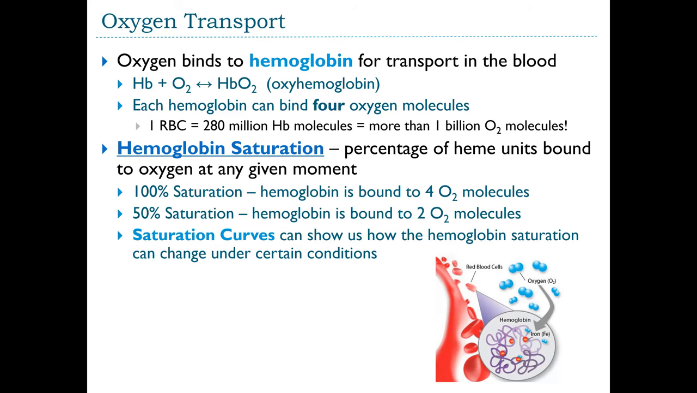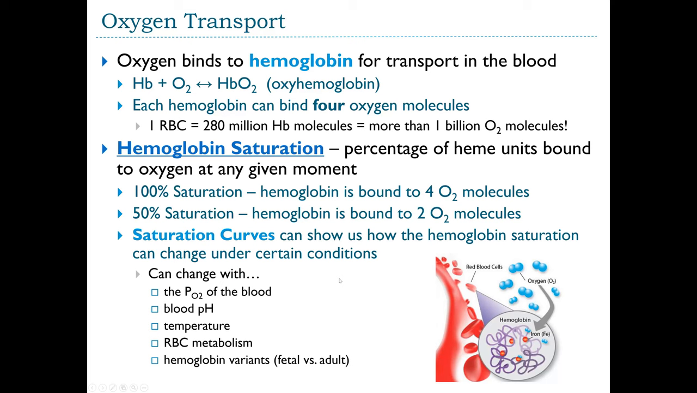So saturation curves can show us how the hemoglobin saturation can change under certain conditions. And so we're going to look over the next couple of slides about these different conditions in detail. But to sum it up, the saturation curves can change with the partial pressure of oxygen in the blood, also with the blood pH levels, the blood temperature, the actual metabolism that goes on inside the red blood cells. And then there are different versions of hemoglobin. So there is a fetal hemoglobin and an adult form of hemoglobin.